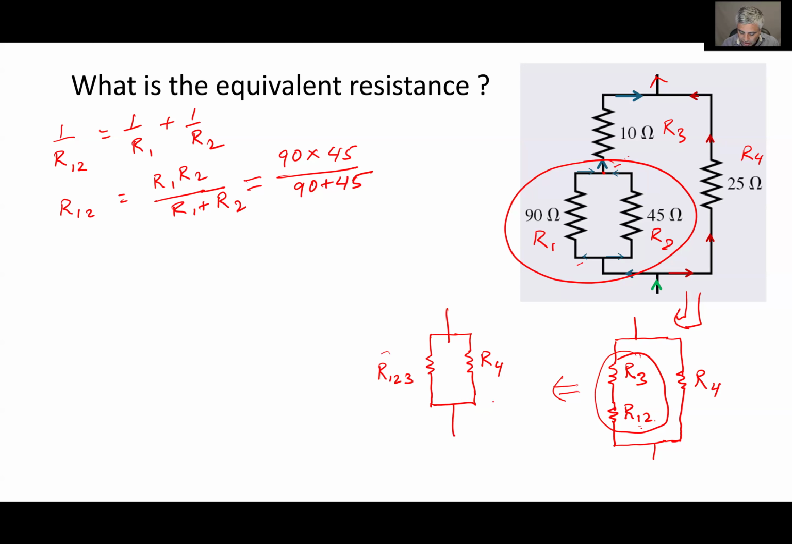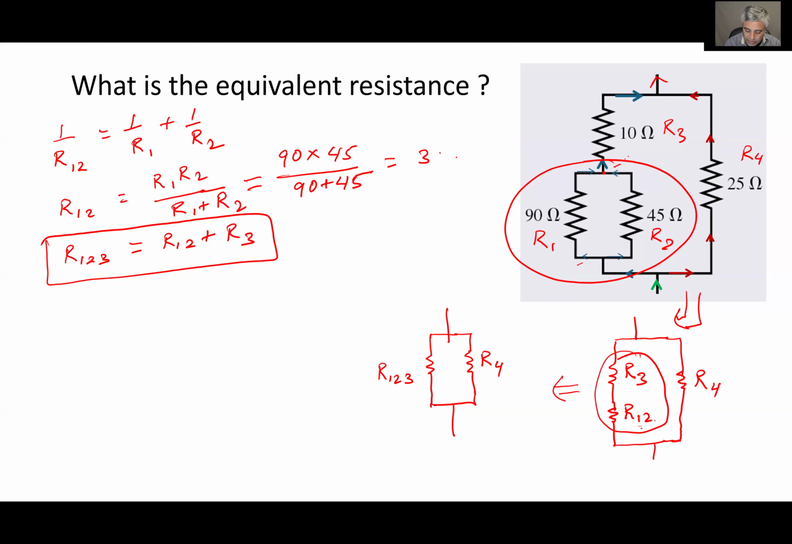Now eventually these two are in parallel. Before I forget to add them, let me write it down. R123 is R12 plus R3. I don't need the reciprocal for this because they are in series. Okay, so someone calculated this. Hopefully that is correct because I have only one response. To make sure that's correct, we need more than one to verify everyone is getting that.